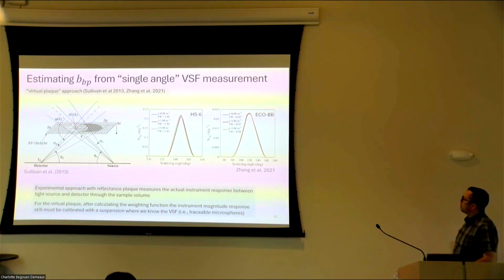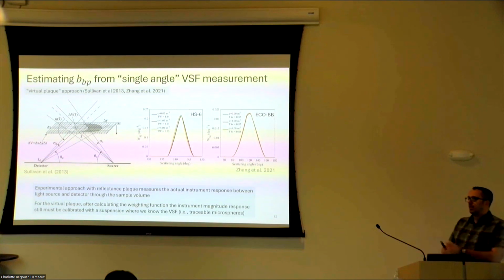These are two approaches from the Zhang paper, looking at the similar idea. Again, the weighting function, this is now mapped in terms of angle. So he's kind of showing which angles are making it back into the sensor. And this is for two instruments. One's the HydroScat, so you can use the virtual plaque method with any sensor that you know the geometry of, and then for the ECO BB.